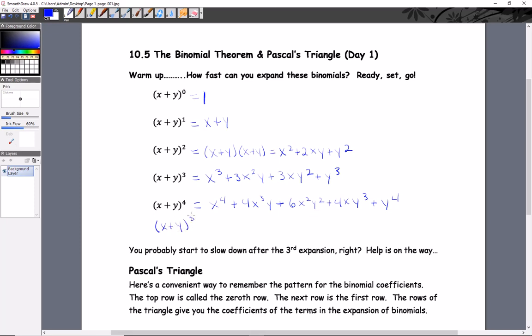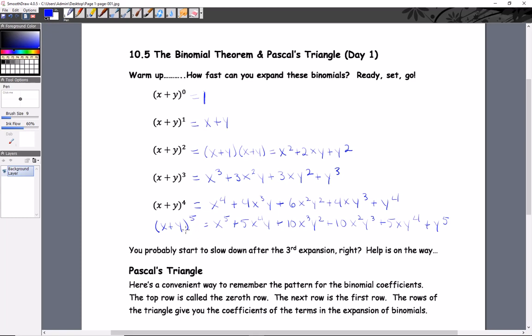So x plus y to the fifth will be equal to x to the fifth plus 5 x to the fourth y plus 10 x to the third y squared plus 10 x squared y to the third plus 5 x y to the fourth plus y to the fifth. Same sort of pattern, but where in the heck do these coefficients come from? Well, obviously they come from writing this out 5 times and then multiplying and multiplying and multiplying and multiplying.